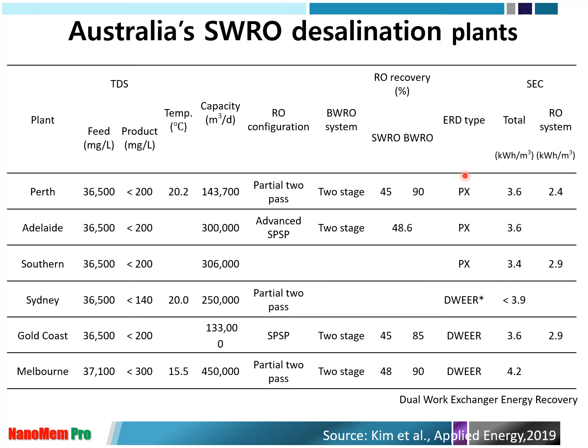That's the reason why only 2 desalination plants are mainly under operation in Western Australia. So you can see the Southern and then Perth desalination plant, because they have not much rain, but most of the area, Adelaide, Sydney, Gold Coast, Melbourne, they have enough rainfall.